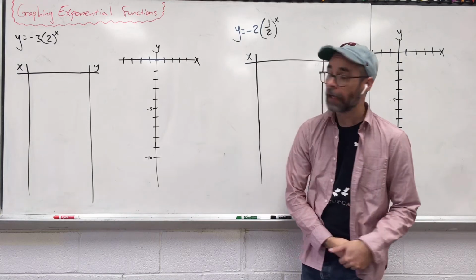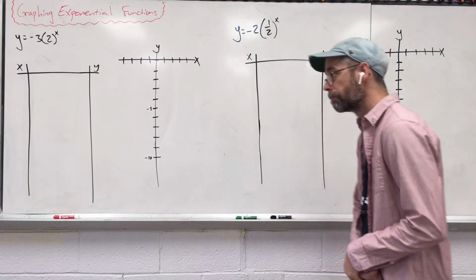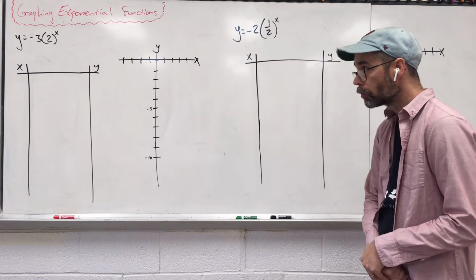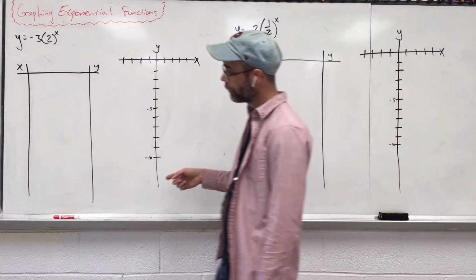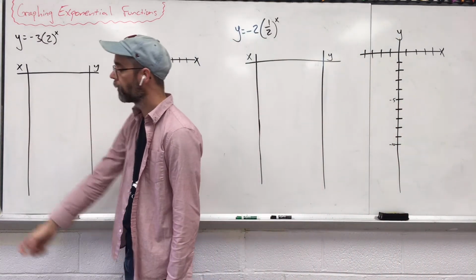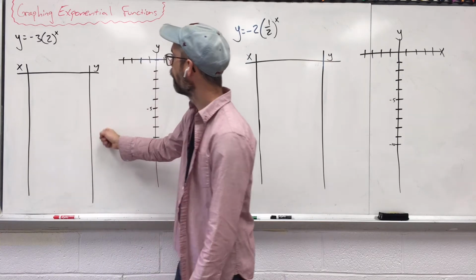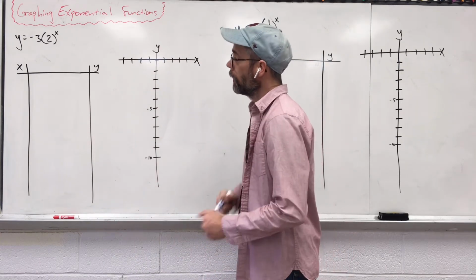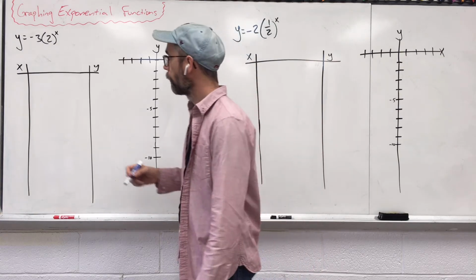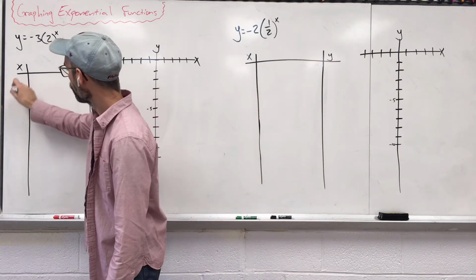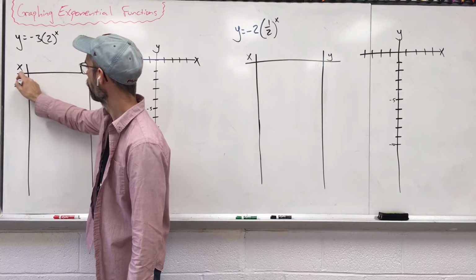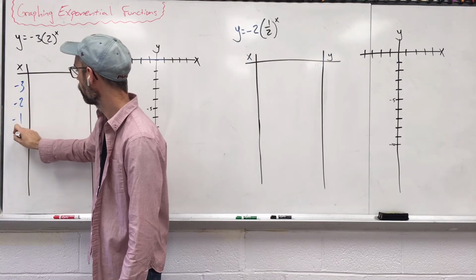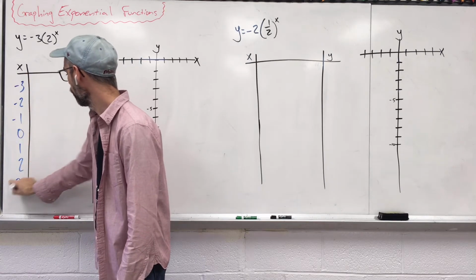Today we're going to look at graphing exponential functions. Okay, so we've got these modified t-charts here. This way, whatever numbers we plug in for x, we're going to show some work and then come up with the y value. All right, so let's plug some random numbers in for x. Numbers I like to start with when we're dealing with exponents: -3, -2, -1, 0, 1, 2, 3.